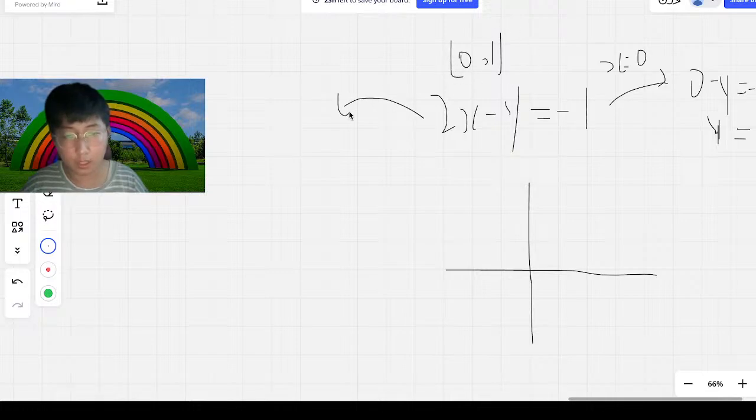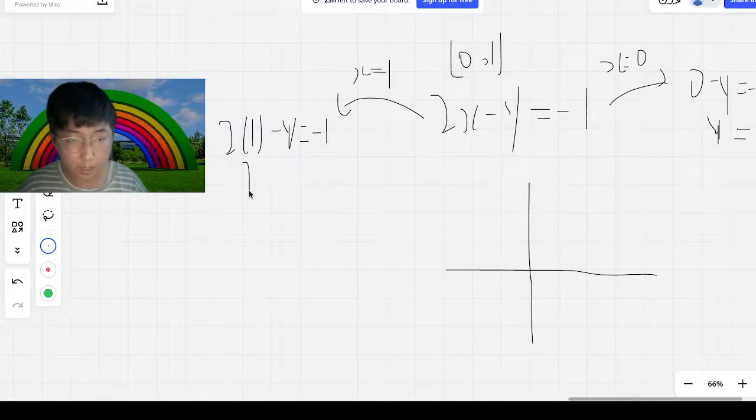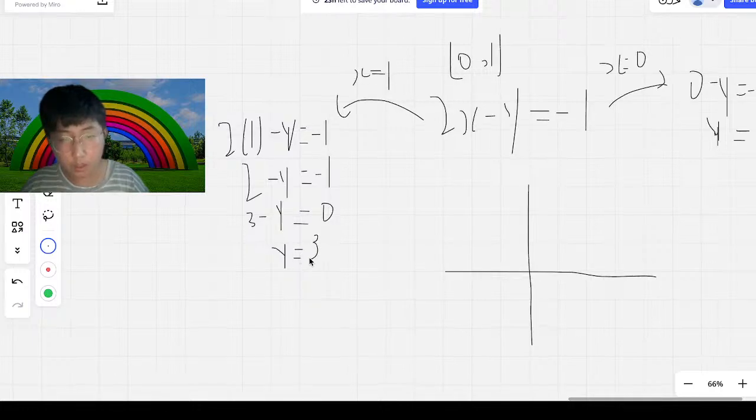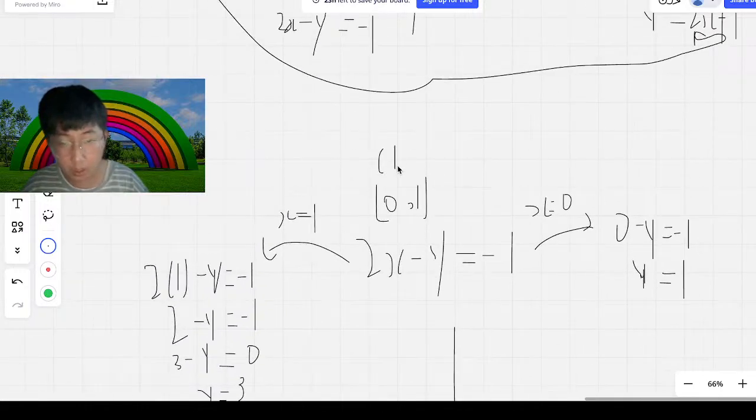If x is equal to, let's say 1, then we would have 2 times 1 minus y is equal to -1. Let's simplify this first. 2 minus y is equal to -1. Adding 1 to both sides gives us 3 minus y is equal to 0. And y is therefore equal to 3. So it passes through the point (1, 3).